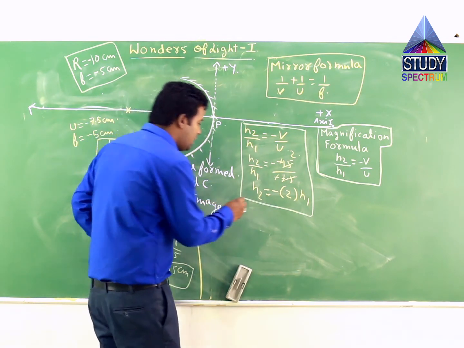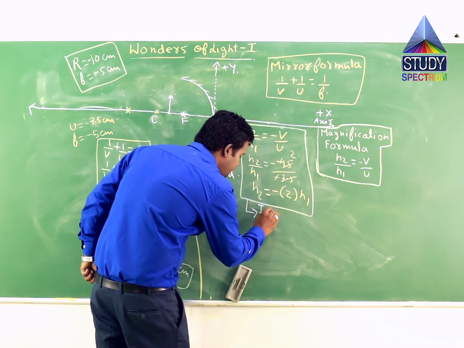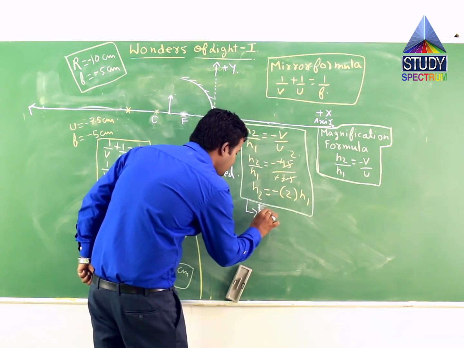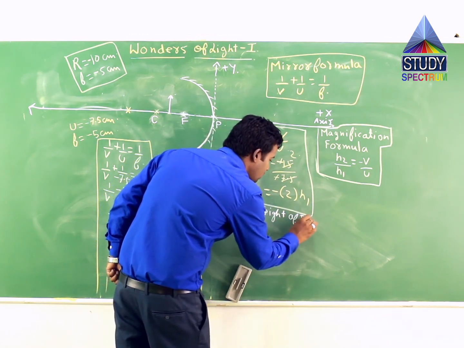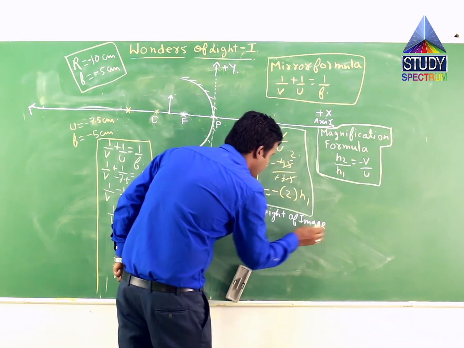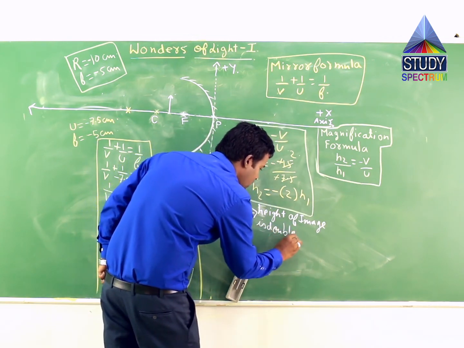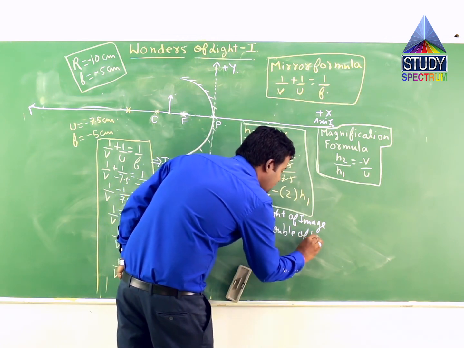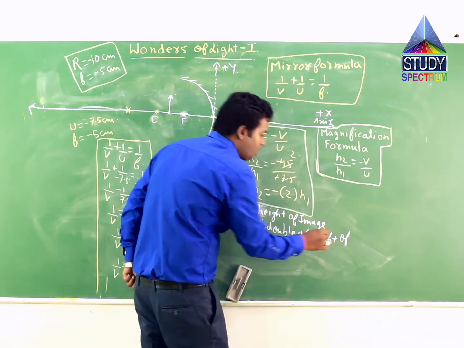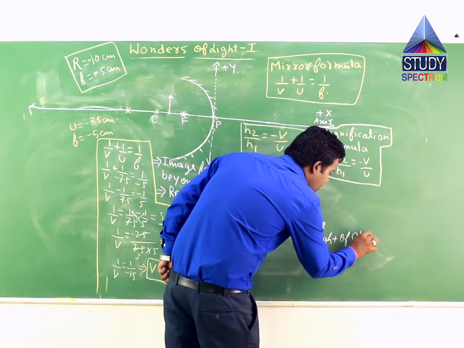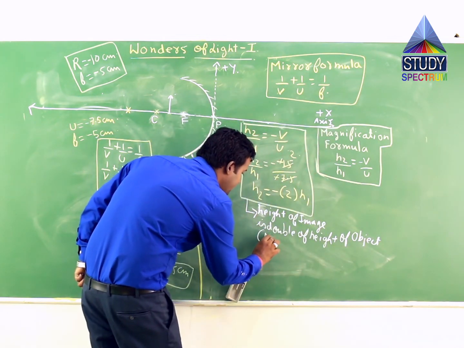So the first result which we can write is height of image is double of height of object, or in other words we can say magnified.